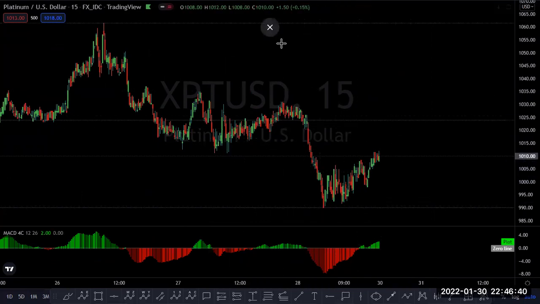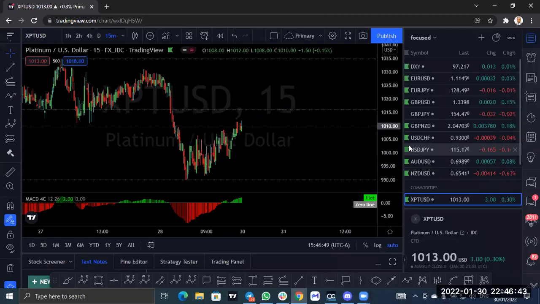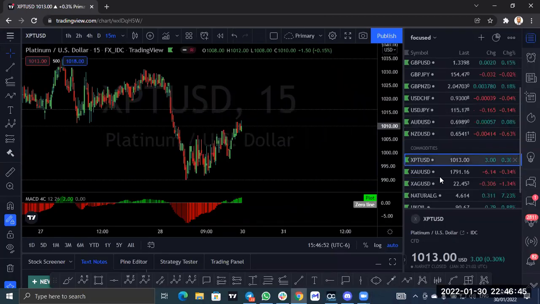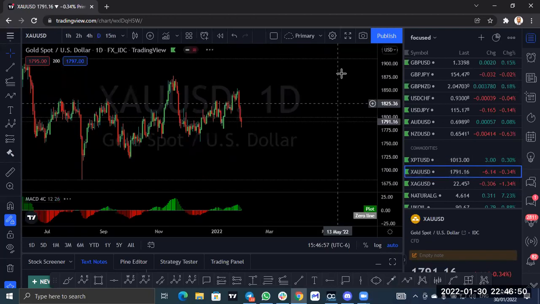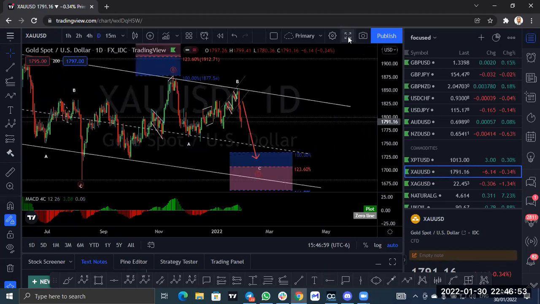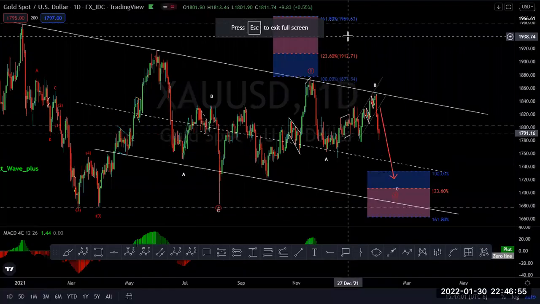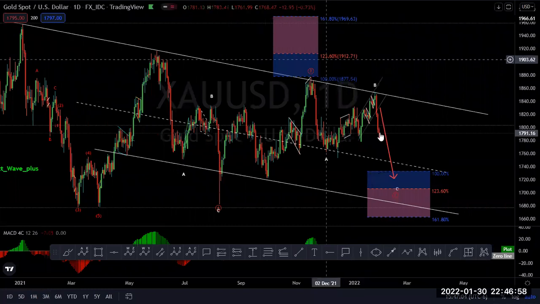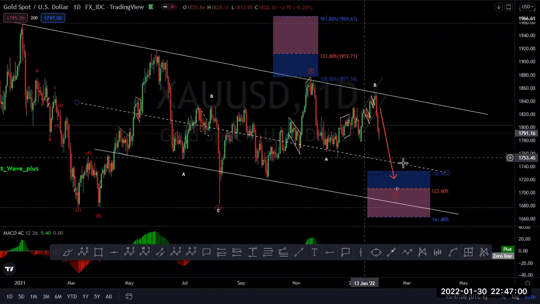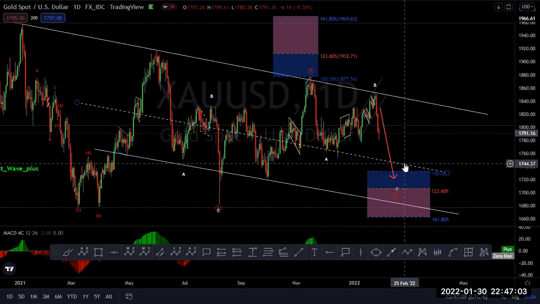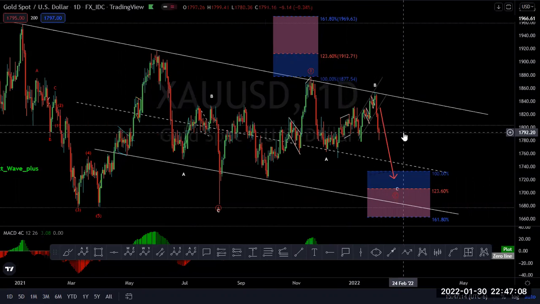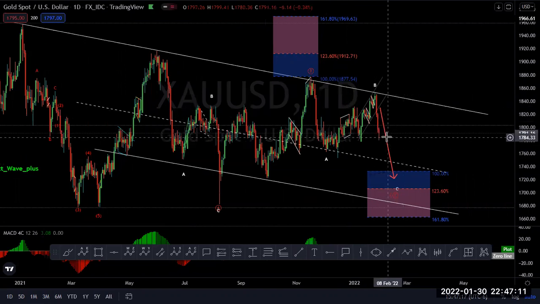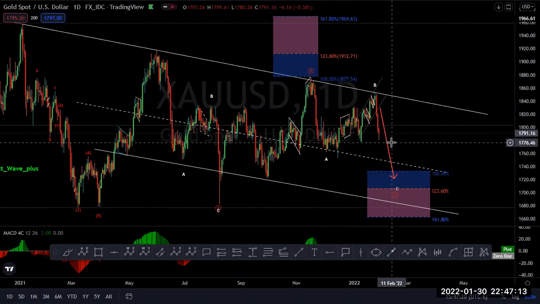Okay, let's take another page. Gold. So gold, my target on gold remains. Here is the minimum, or this blue box is the minimum. But the question is, after this drop, when will another drop happen? That is the question.